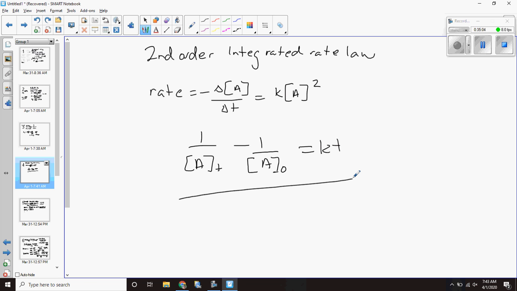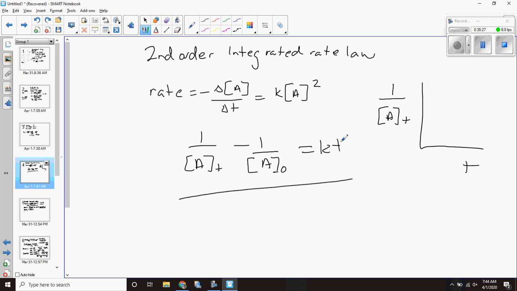So we want to be able to plot this. We said before that the cool thing about this is you can plot it. If I move things around so I can get kt in here, we know that for a second order process we can plot 1 over concentration as a function of time.